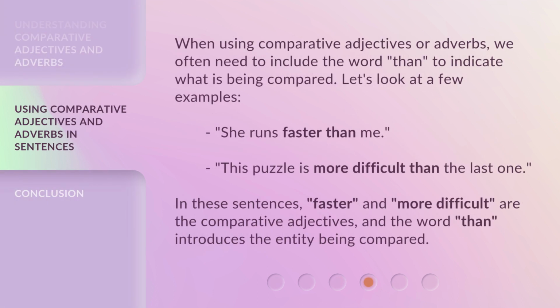When using comparative adjectives or adverbs, we often need to include the word "than" to indicate what is being compared. Let's look at a few examples. She runs faster than me. This puzzle is more difficult than the last one. In these sentences, faster and more difficult are the comparatives, and the word "than" introduces the entity being compared.